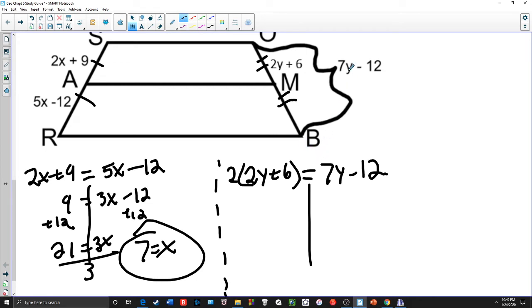So you could also take half of this and set it equal to that. So you could say 2y plus 6 equals 1/2 times 7y minus 12. You deal with fractions in that case, so I didn't want to do that, so I decided to do the double route.